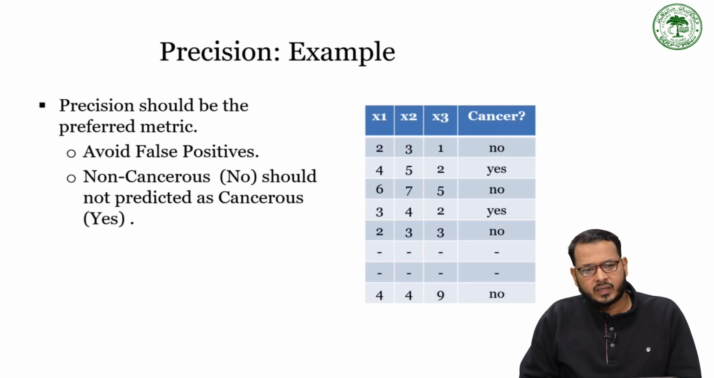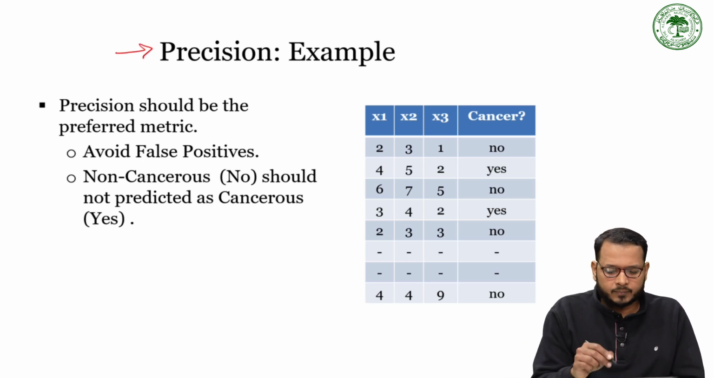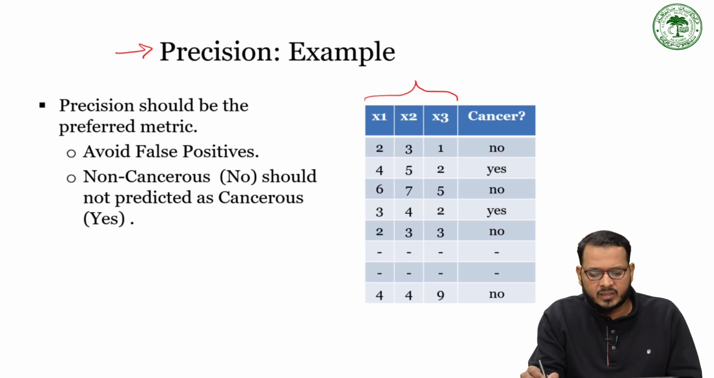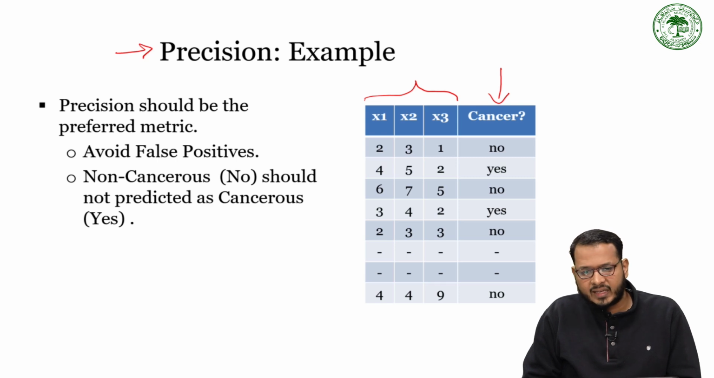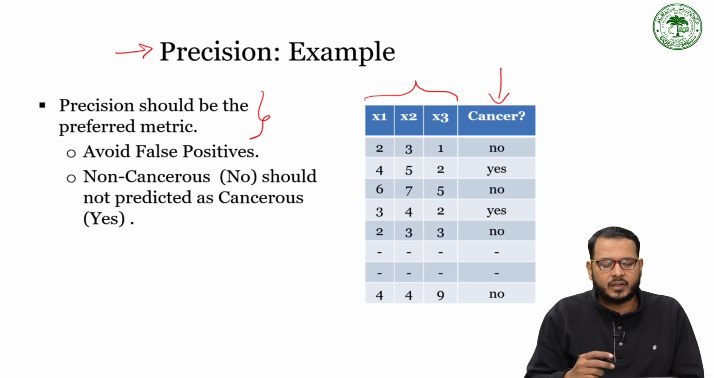Let's try to understand the situation where we can use precision as a performance metric. Let's consider this case, where on the basis of some independent variables x1, x2 and x3, we want to predict whether the person or patient has cancer or not. So, we have the no answers and we have the yes answers. In this specific case, precision should be a preferred metric.